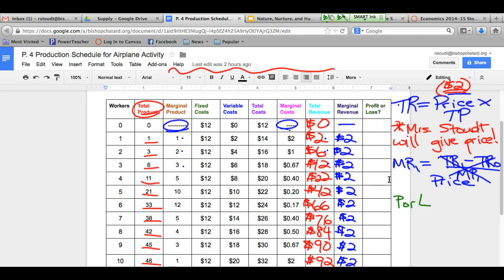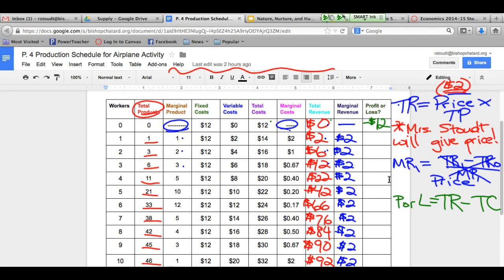So profit or loss. We're looking at 2 columns to determine if we're making money or losing money. First column we're going to look at is total revenue. And we're going to take our total revenue and we have to subtract our total cost. So, at 0 workers, we are taking 0 as our revenue because we didn't make anything, minus 12, because remember we still had our fixed costs. So 0 minus 12 will give us negative 12, so we have a loss of $12.